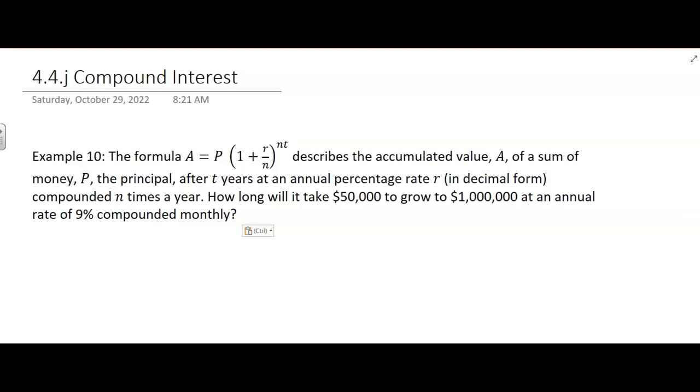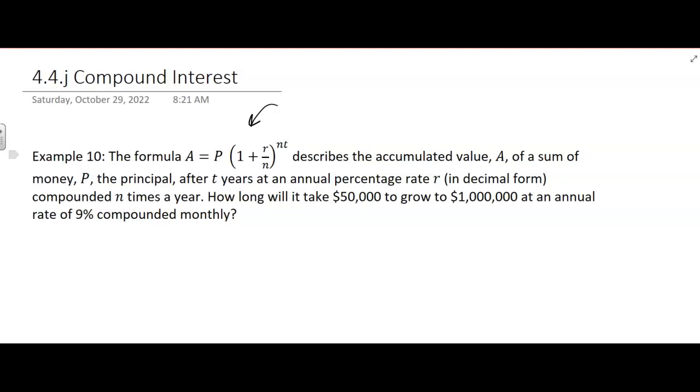Okay, so this problem has to do with compound interest, which they already gave us the compound interest formula, and we already know what it all means. But for some reason, they talk about what A and P and R and N and T mean again. So anyway, that's what it is.